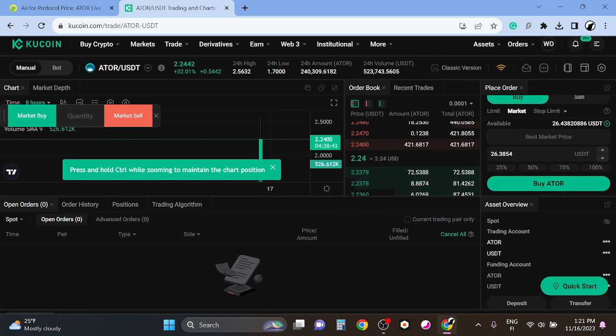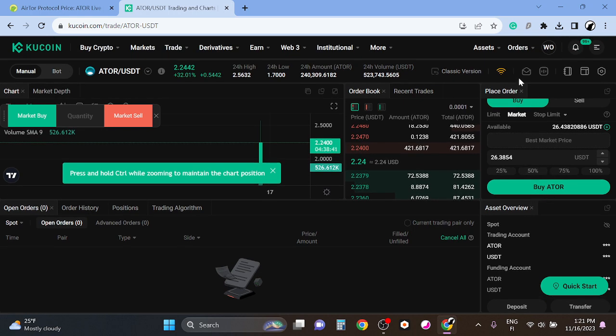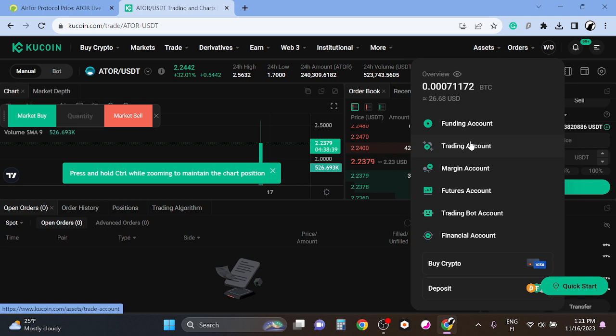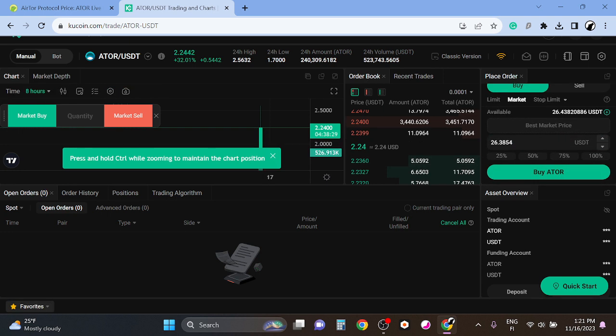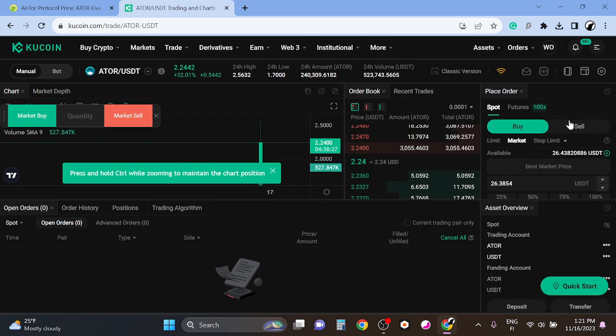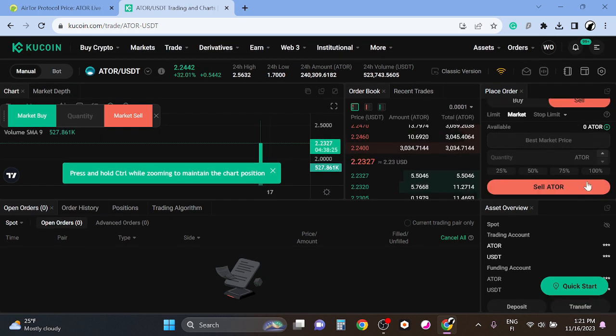And when you click buy ATOR, the token will instantly show up in your trading account. So then you own ATOR, and if you want to buy, you can just type in here how much you want to buy, and then you can buy it here. And if you want to sell it, you can anytime come back to this page, and where it says sell, click market sell, and then 100%, and then you can sell it here. Okay, so that's how you buy and sell ATOR on KuCoin.